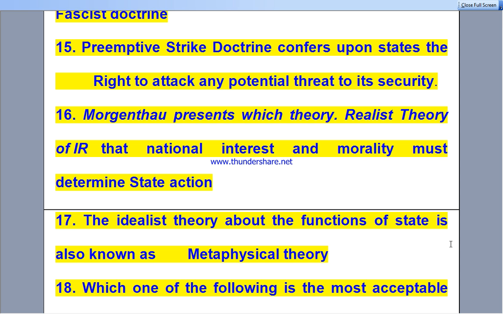Like many times USA attacked other states on this pretext. Number 16, Morgenthau presents which theory? Realist theory of IR, that national interest and morality must determine state action.